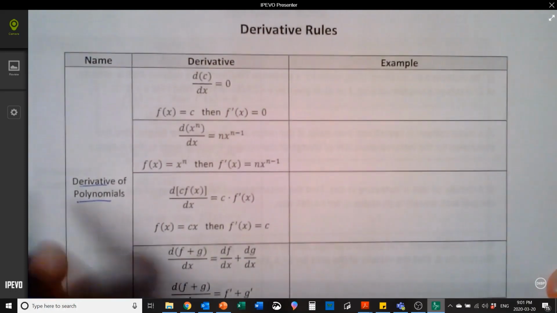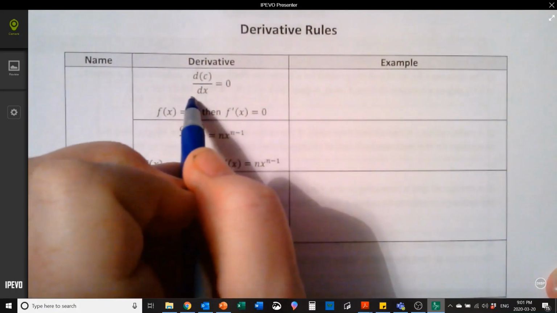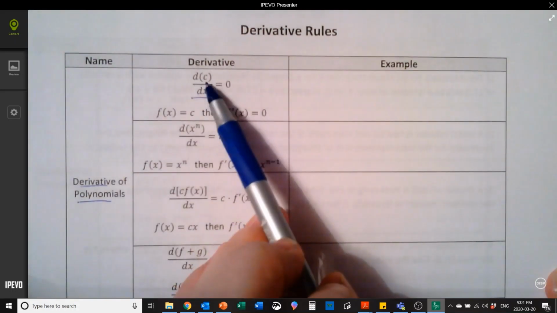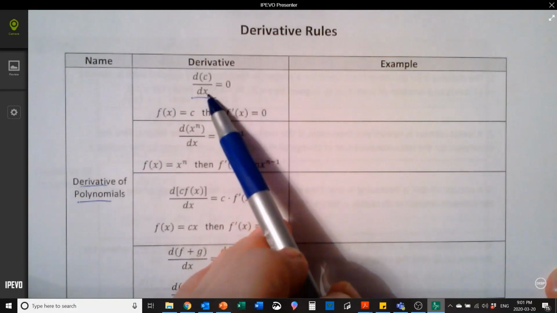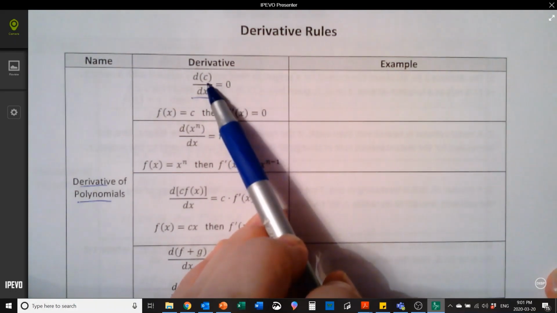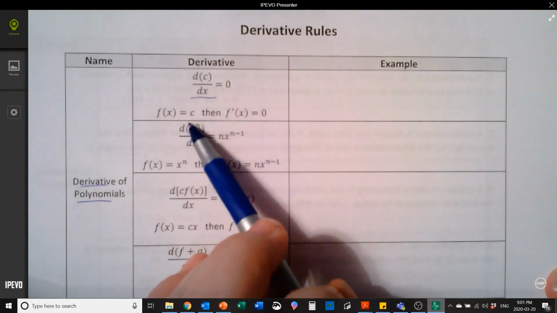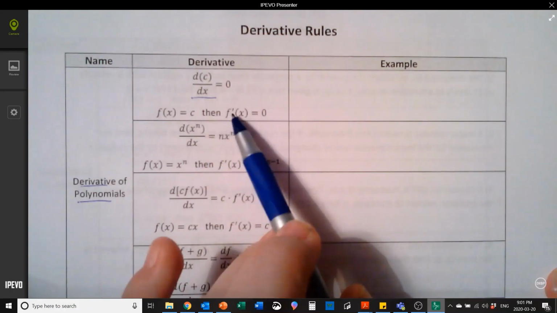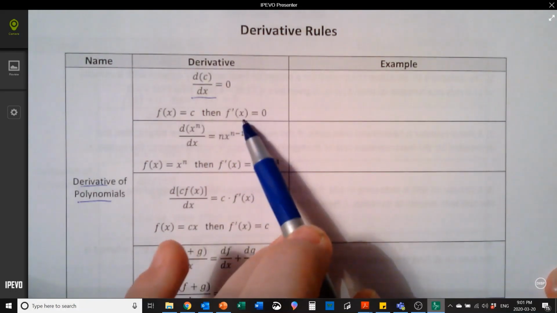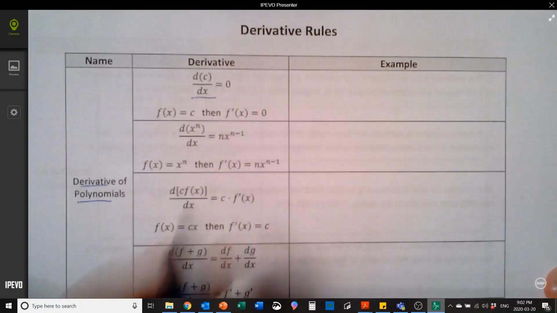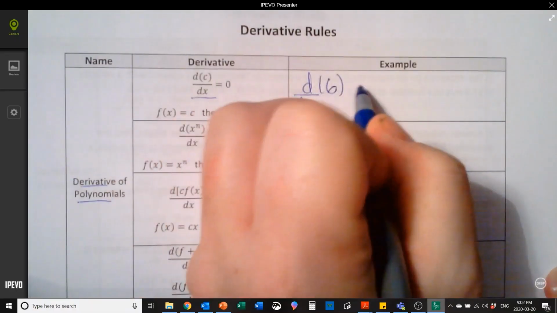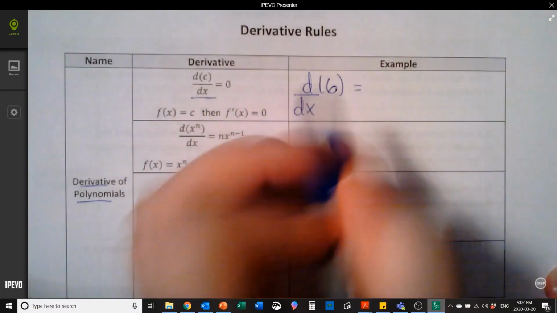Alright, rule number 1. The derivative of a constant is equal to 0. Okay, that's what this says. This means the derivative of c with respect to a variable x, c as a constant, is going to be 0. That's also the same rule down here, just in a different form. So if your function is just a constant, then the f prime x, which is what indicates a derivative, is equal to 0. So for example, the derivative of the number 6 is 0.